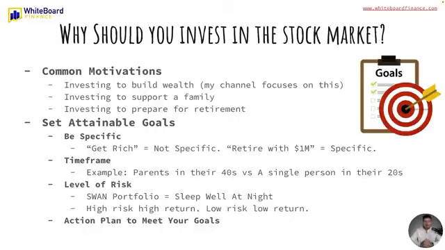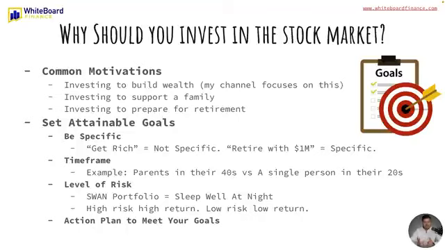But the most important thing is bullet point number 2, which is setting attainable goals. You need to be specific. You can't go into this video or into investing thinking, I want to get rich, right? Well, that's not specific. If you want to retire with $1 million, now that's specific. That's a much more attainable and measurable goal. You need to have a certain time frame in mind.